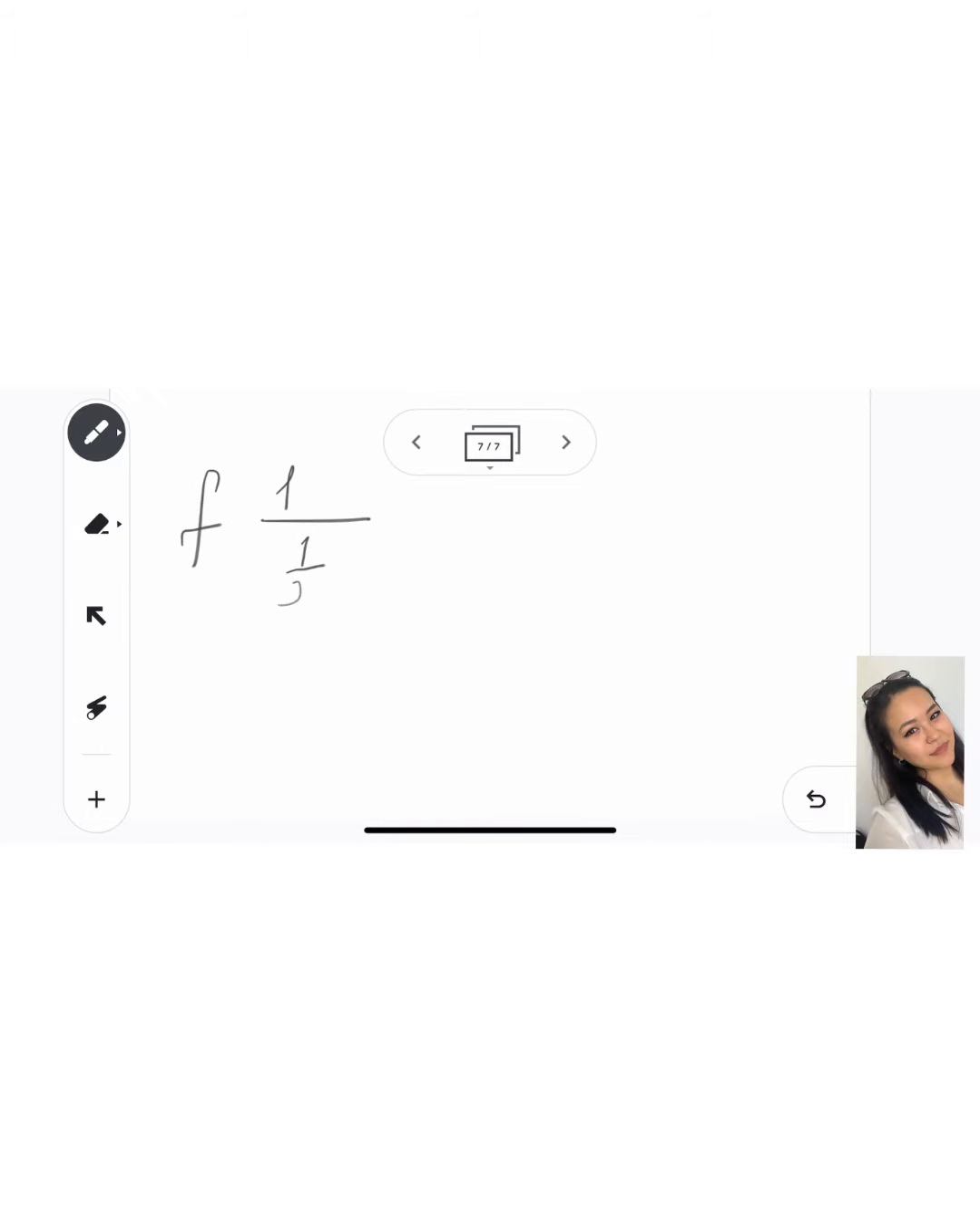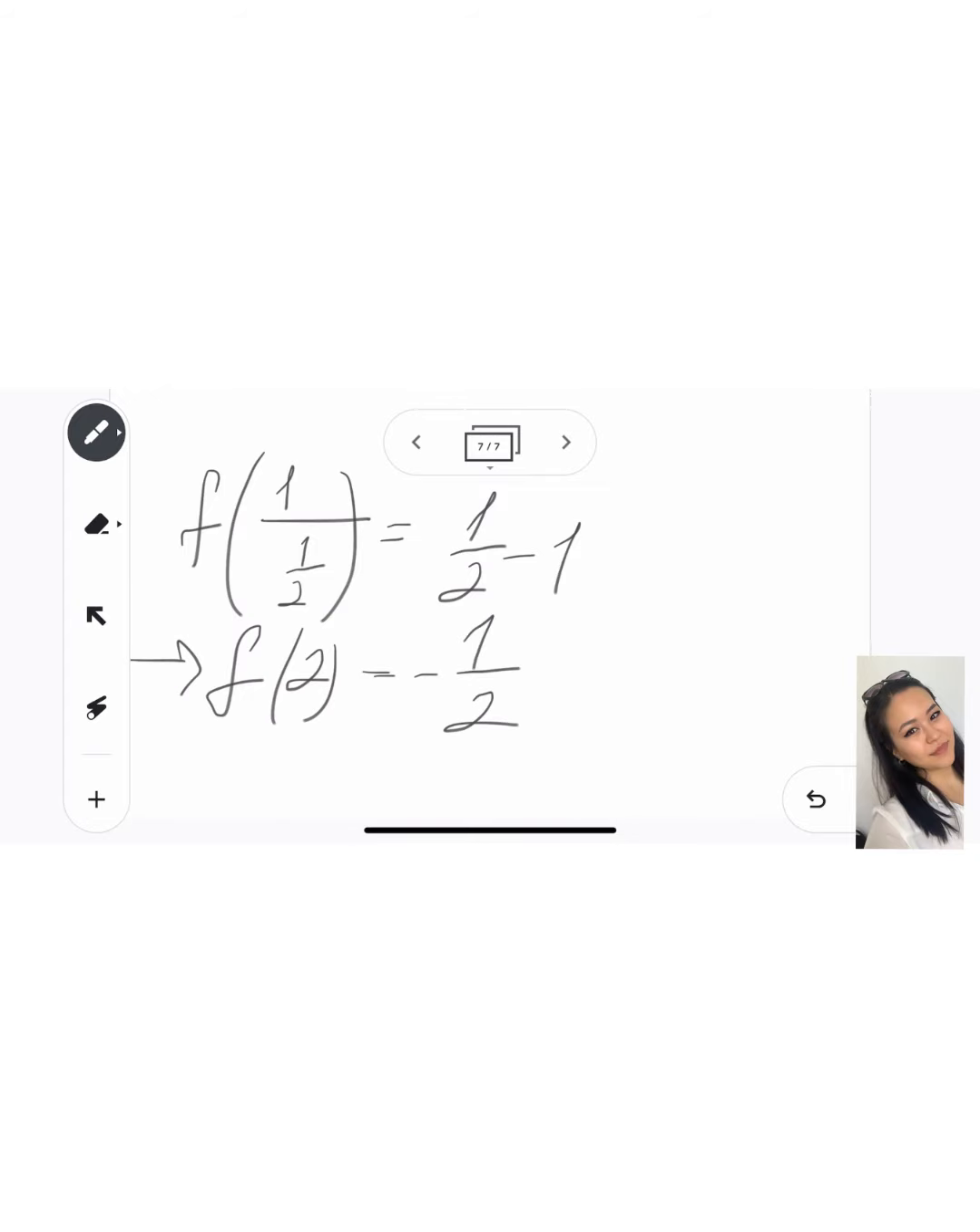So we're finding f of 2 equals 1 over 2 minus 1. So the final thing is f of 2 equals negative 1 over 2. Because 1 over 2 minus 1 gives us negative 1 over 2.